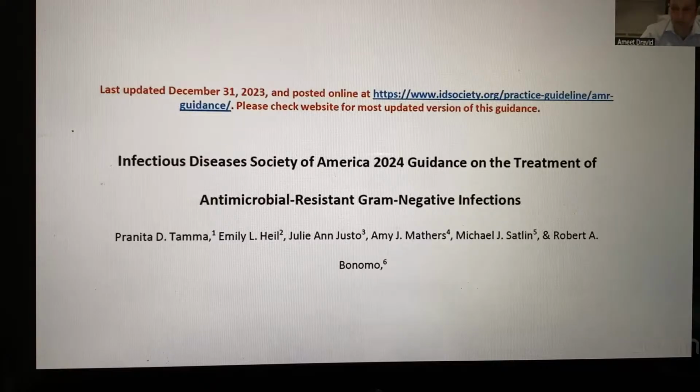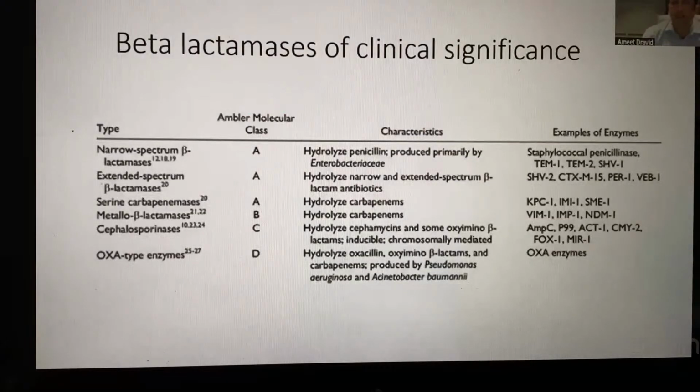Why? Because I am going to heavily borrow from the 2024 antimicrobial resistance guidelines on gram-negative infections, and I ask all the students to read these guidelines if you want to know how to manage gram-negative infections in ICU well. Why is it important? Because gram-negative bacilli, unlike gram-positive cocci, produce what are called carbapenemases. These are of 4 classes: A, B, C, D. The worst amongst them are metallo-beta-lactamases, which are common in India.